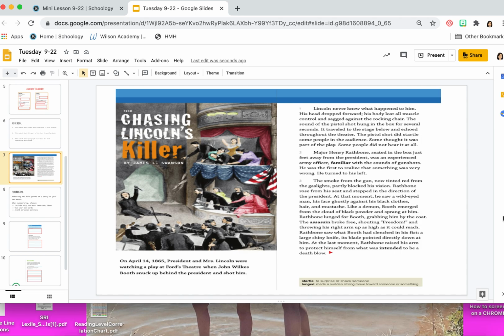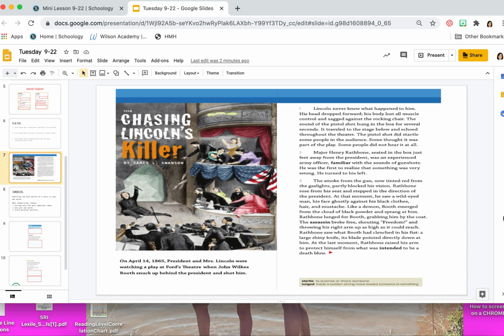So this is from Chasing Lincoln's Killer by James L. Swanson. On April 14th, 1865, President and Mrs. Lincoln were watching a play at Ford's Theater where John Wilkes Booth snuck up behind the president and shot him. Lincoln never knew what happened to him. His head dropped forward. His body lost all muscle control and sagged against the rocking chair. The sound of the pistol shot hung in the box for several seconds. It traveled to the stage below and echoed throughout the theater.